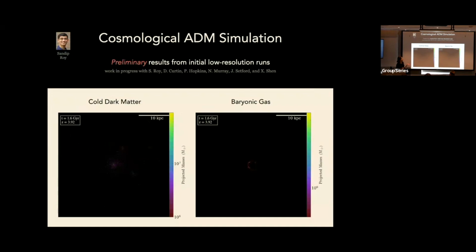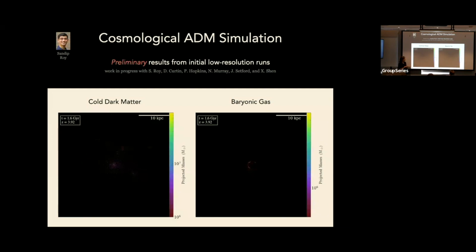Sandeep has been going into Gizmo and modifying it so that we can include this atomic dark matter component. This is still work in progress, but I thought I'd end by highlighting some very preliminary results that Sandeep found, and then I'll close out. What Sandeep has done is modify Gizmo so we can run it with two different dark matter models. We can have cold dark matter, and we also add atomic dark matter to it.